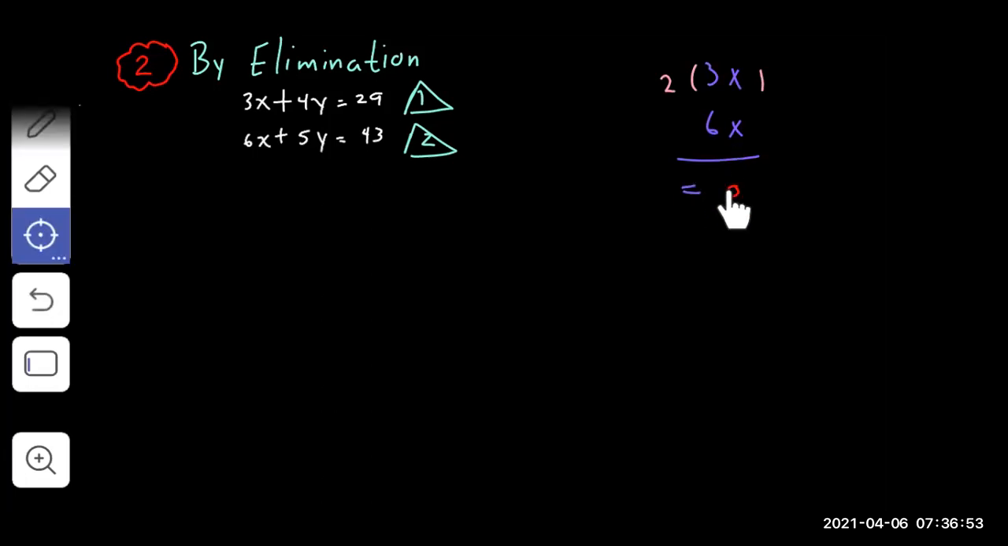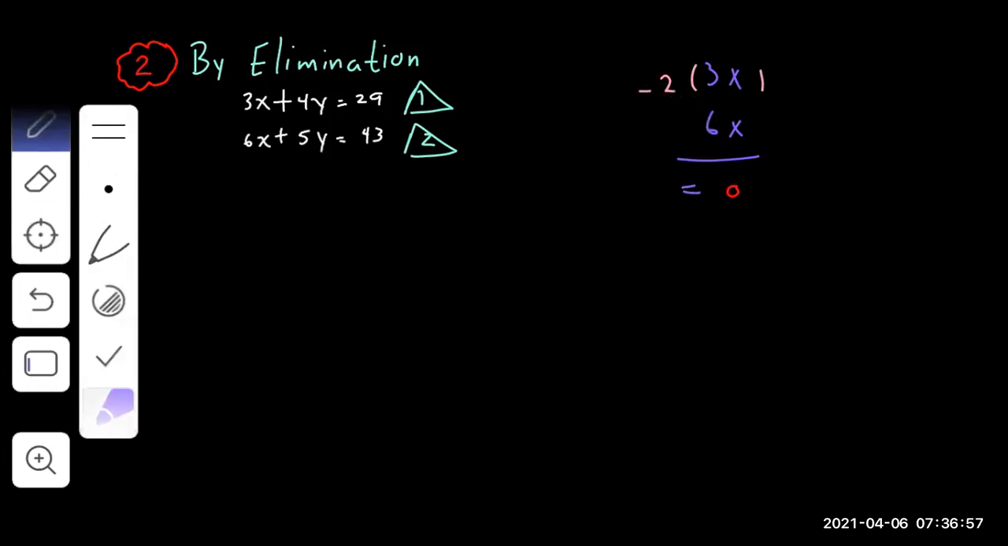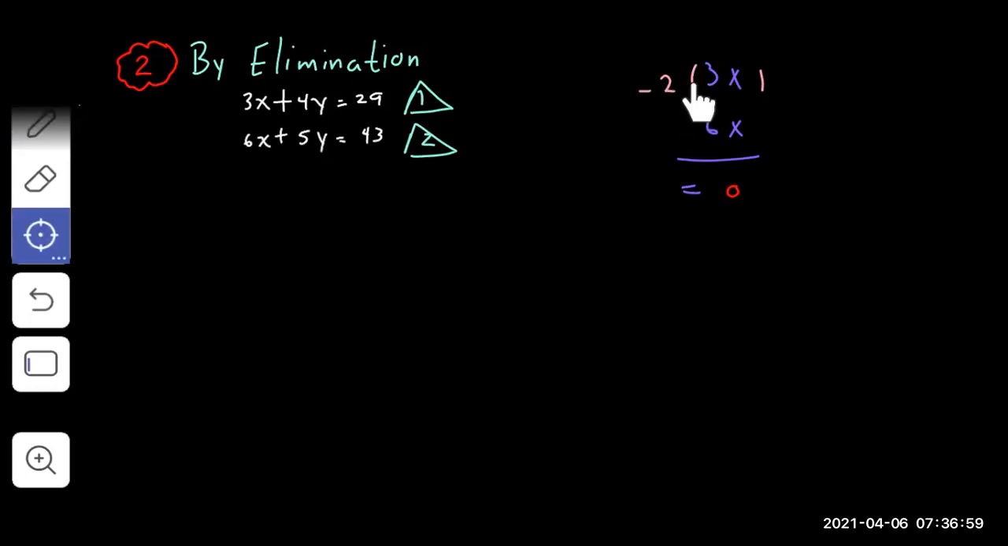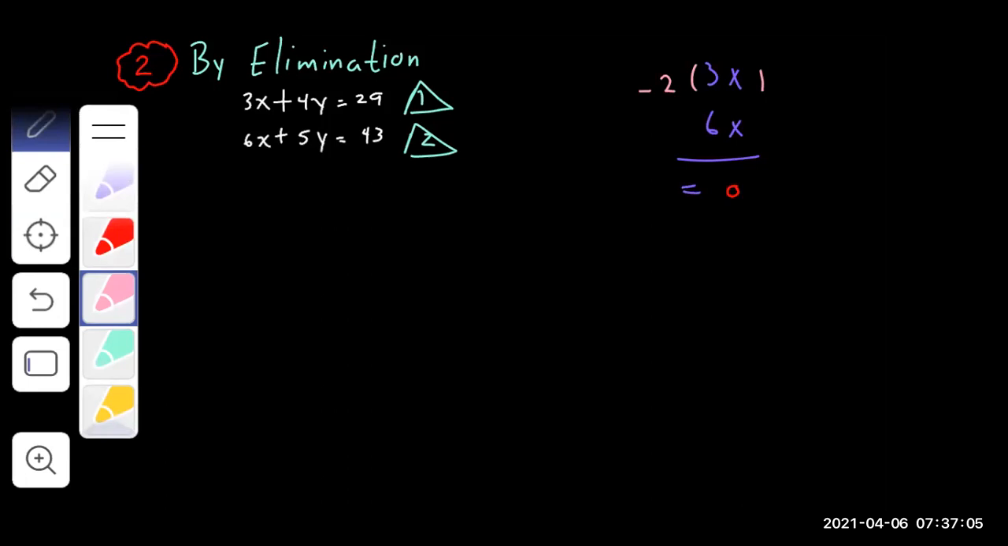Because in order to get 0, I need 6 minus 6. Okay, and I'm going to place a negative for this. Excellent. Negative 2 times 3 is negative 6x, plus 6x, 6 minus 6, 0. It's done.